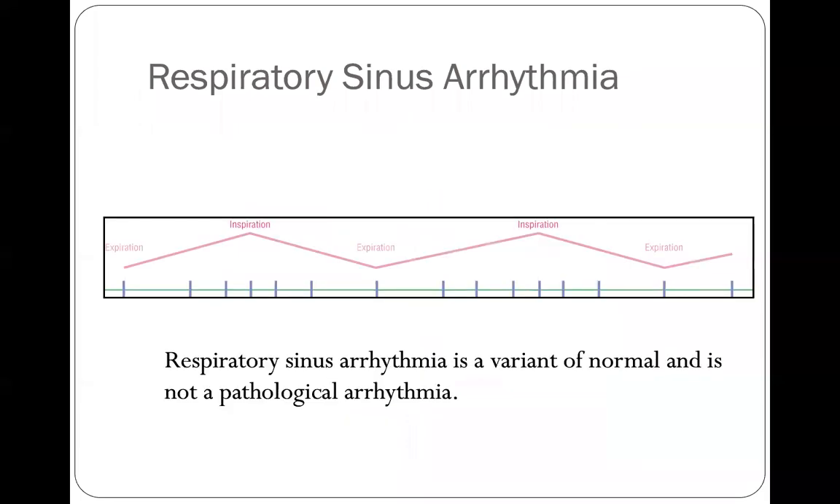So on inspiration, it speeds up. On exhalation, it slows down, and it follows a pattern. So even though it is an arrhythmia, and the arrhythmia is irregular, it still follows a pattern based on respirations. That also means that this particular arrhythmia is not pathologic. This is normal, and again, it is more apparent in people who are healthier and more fit.